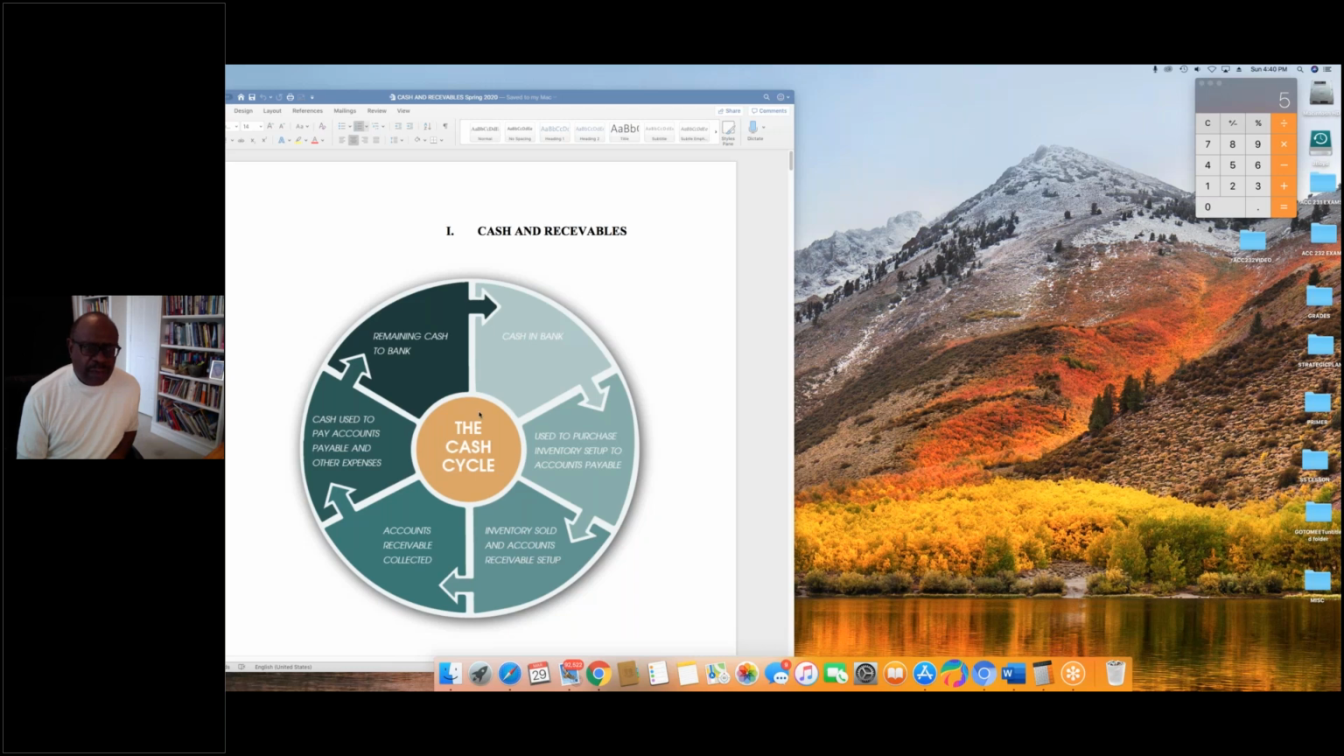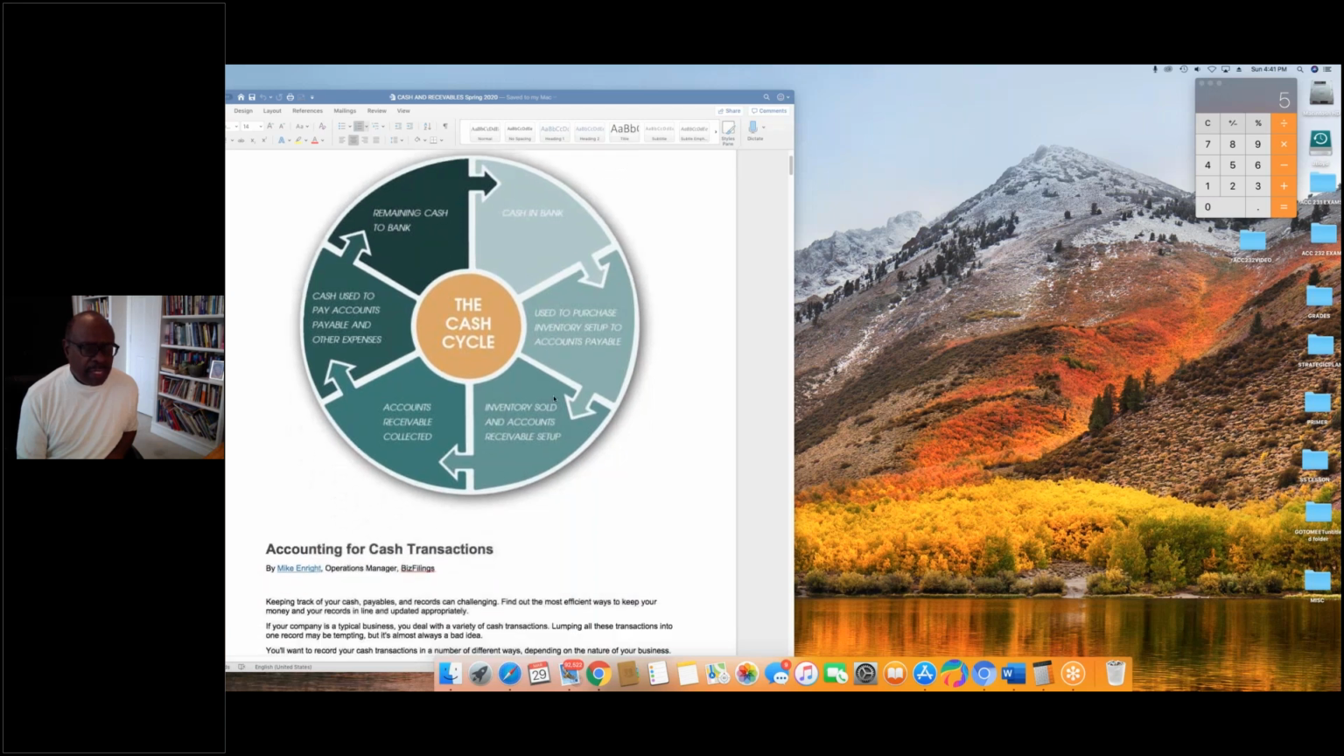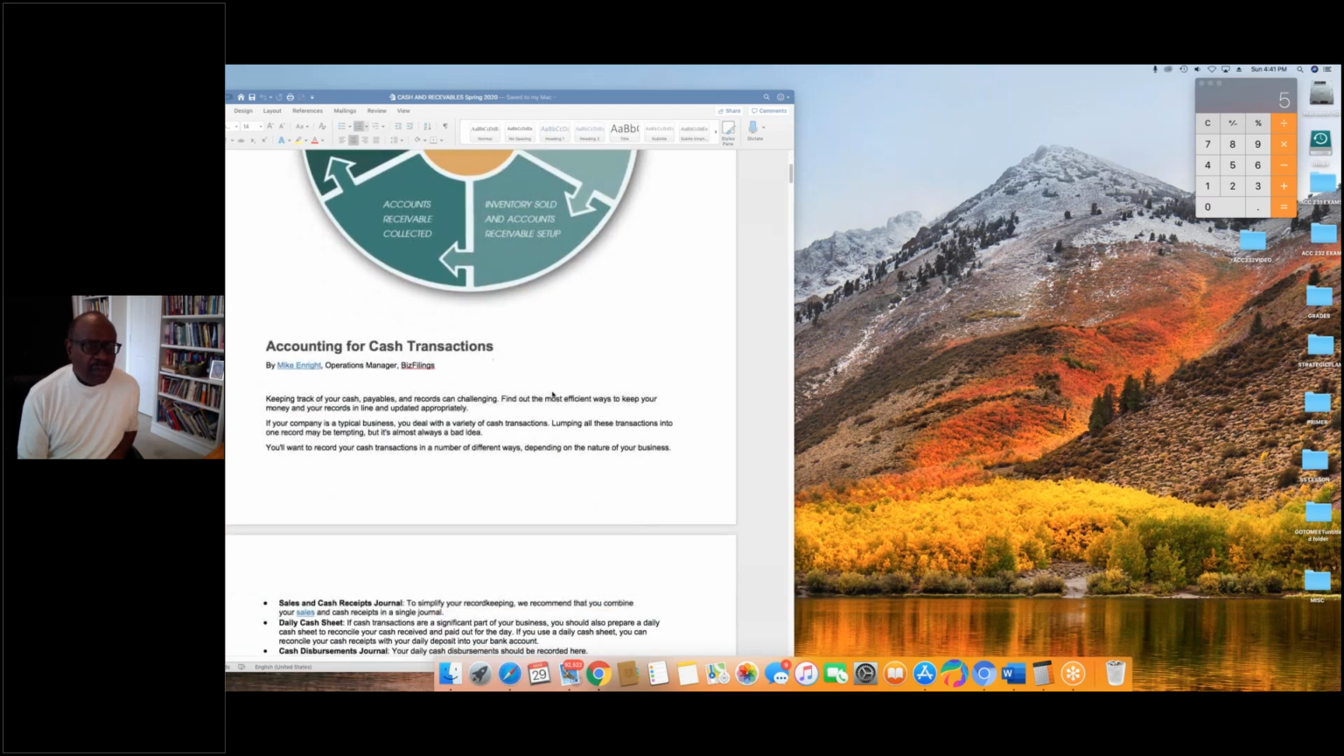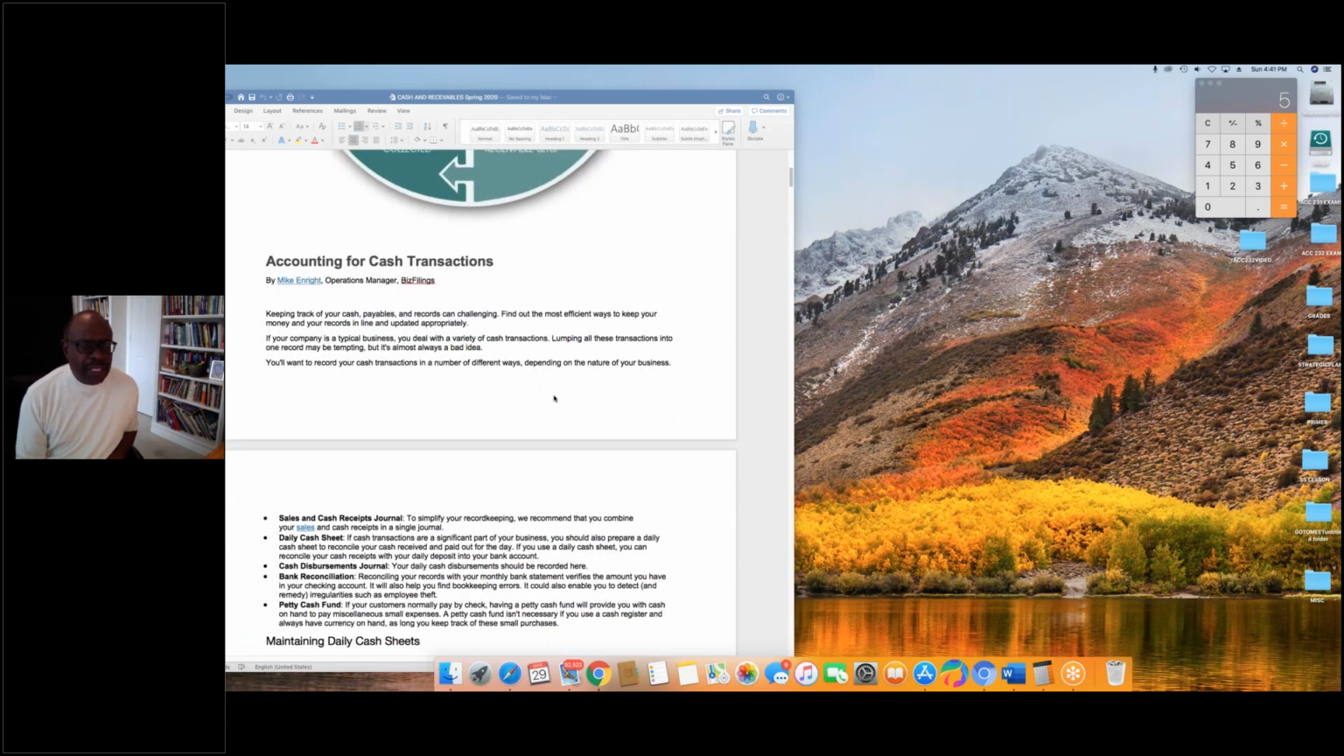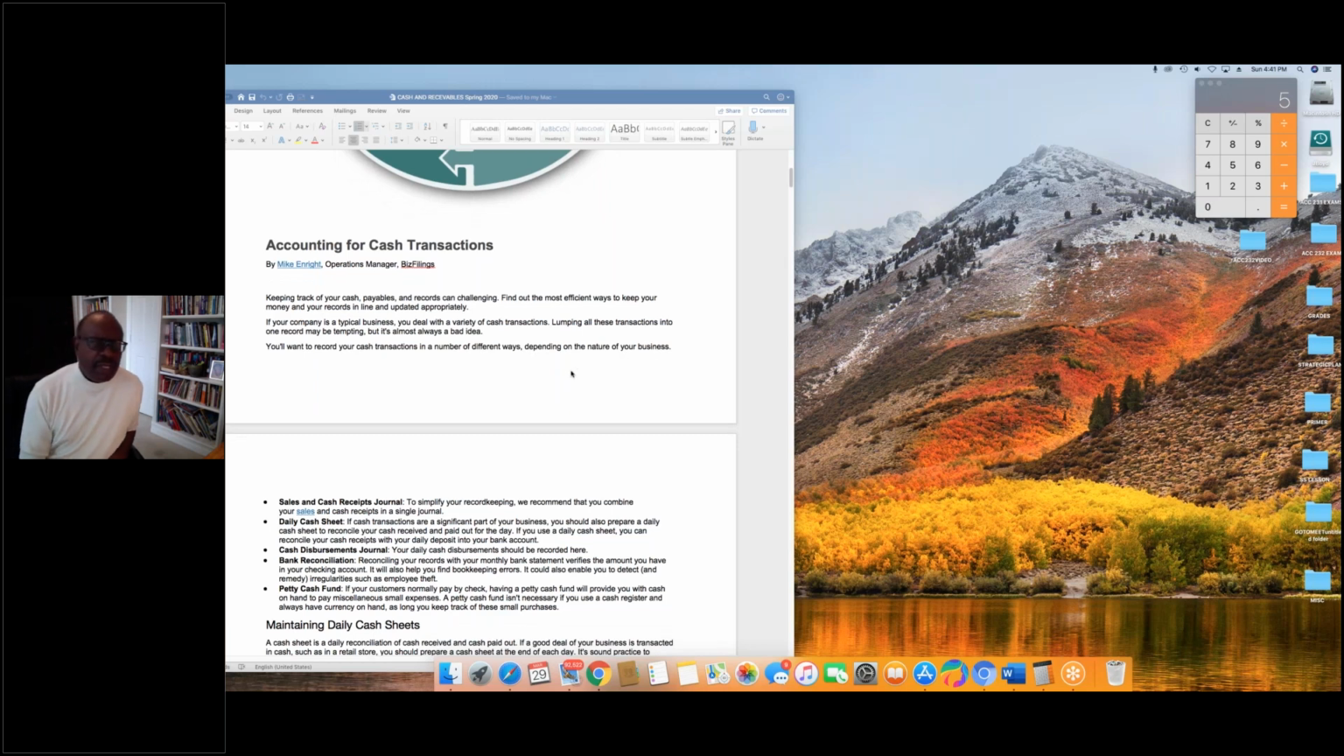On the cash cycle, we begin with cash. We purchase on credit. We sell items for cash and credit, creating accounts receivable. We have to pay the accounts payable, collect the receivables, and then return additional cash to the bank, hopefully with the idea that cash is always growing. Keeping track of cash is critically important.